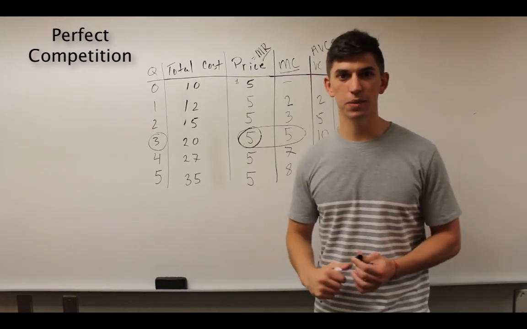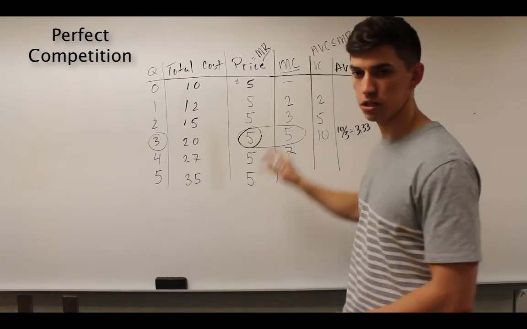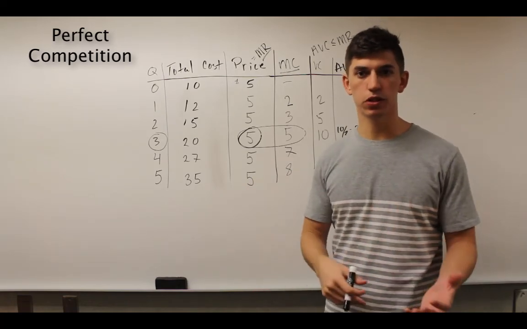So I hope that clarified some of the ideas for you and maybe helped you understand why we're concerned with this average variable cost problem here, and the difference between producing in the short run and the long run.